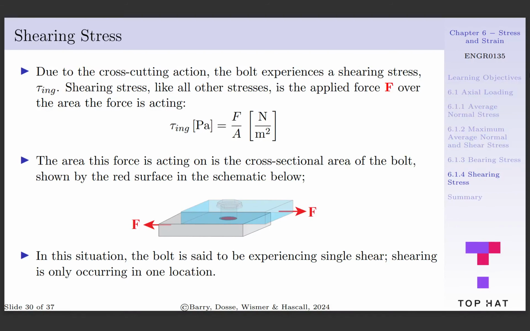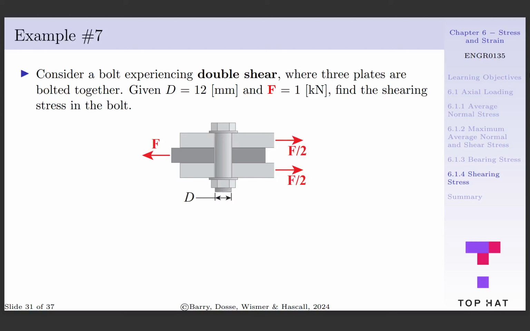Let's apply this to a bolt experiencing double shear, where three members are bolted together. Given the diameter of the bolt is equal to 12 millimeters and the force acting on the members is 1 kilonewton, find the shearing stress in the bolt. Now, there are a couple ways we can go about this.